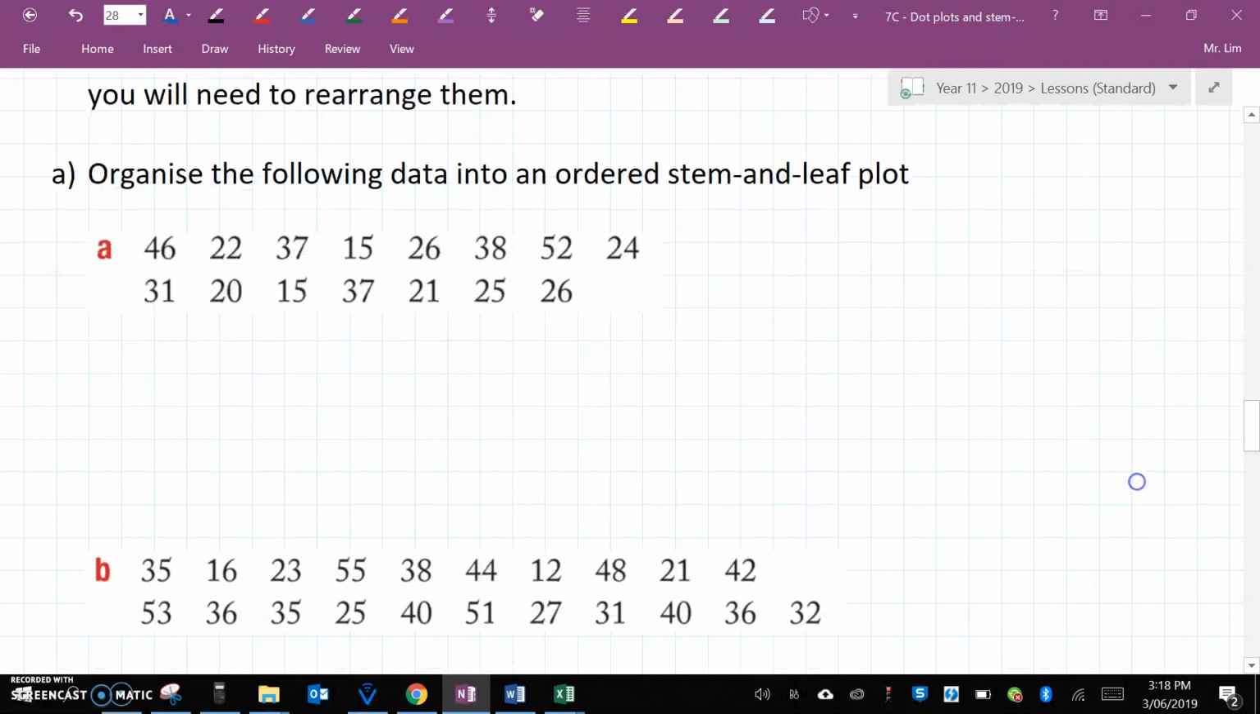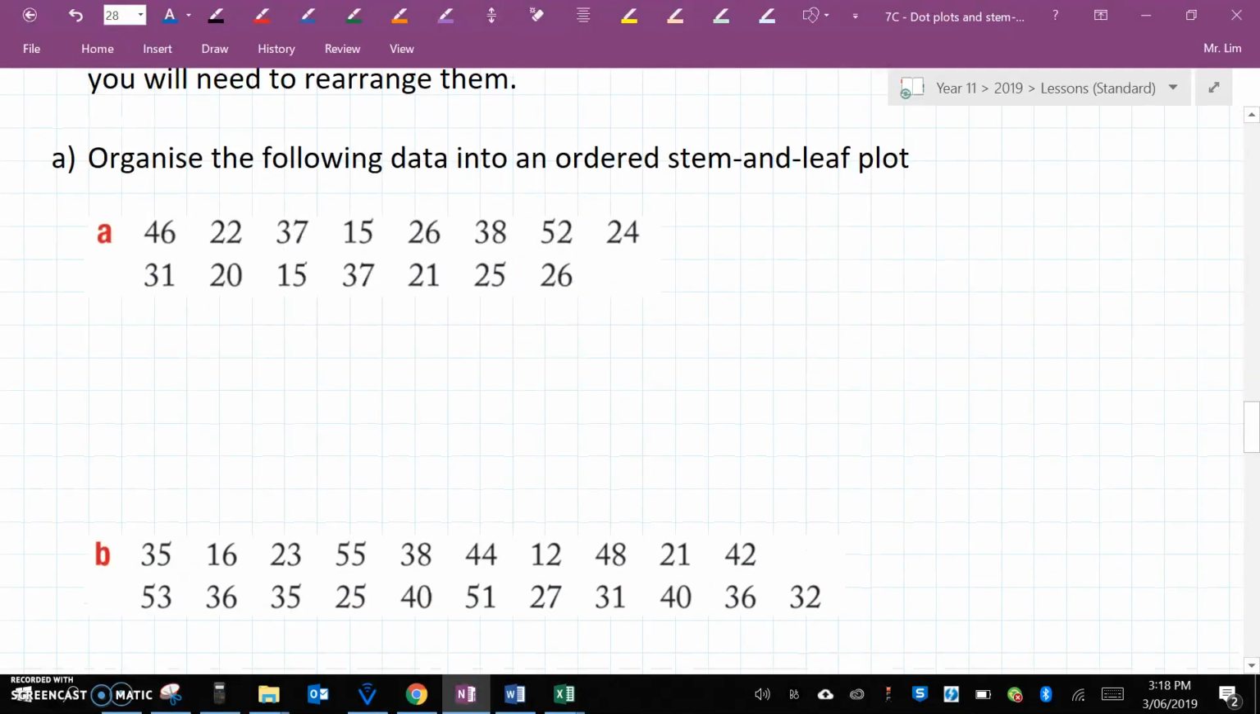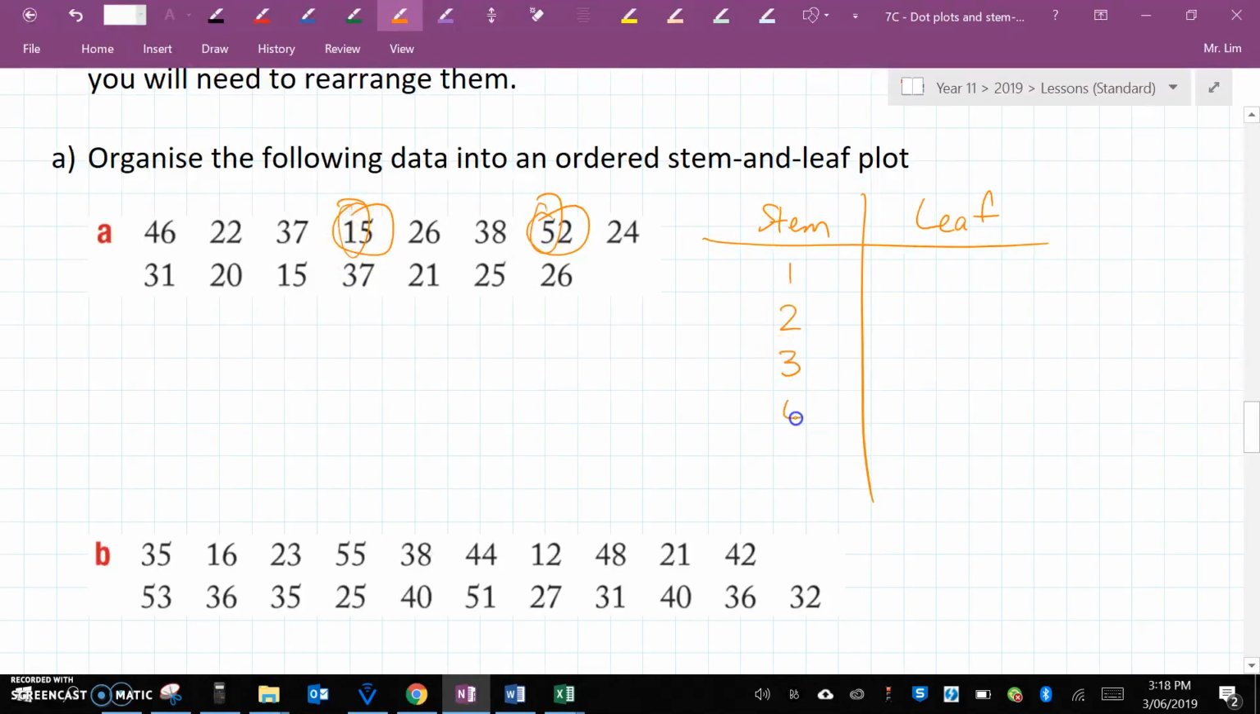Organize the following data into an ordered stem and leaf plot. So again, I'm going to ask myself, what's the smallest score I see? The smallest number I see is 15. What's the largest? It looks like it's 52. So I'm going to start my stem and leaf plot. Stem, leaf. And I'm going to go from 1 to 5. 1, 2, 3, 4, 5.